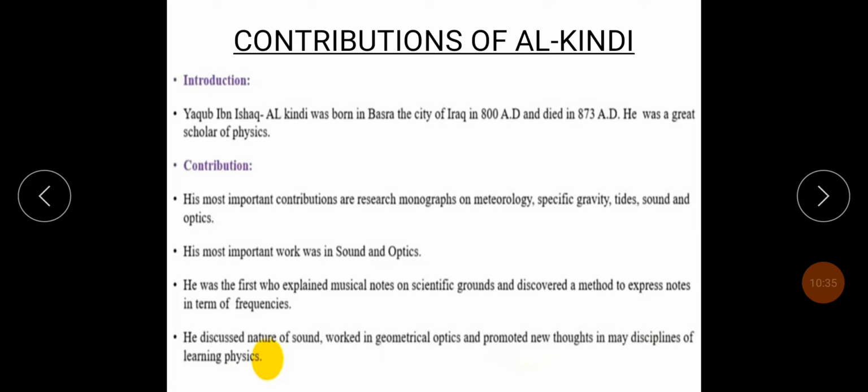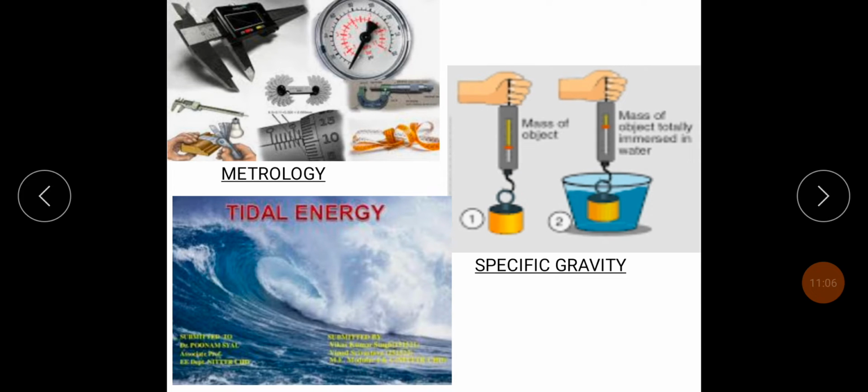Monograph means a detailed study. Metrology is the study of measurement, and specific gravity is the ratio of the density of a substance to the density of the reference substance. Tides means the rising and falling of the sea due to the attraction of the moon and sun, and also optics.